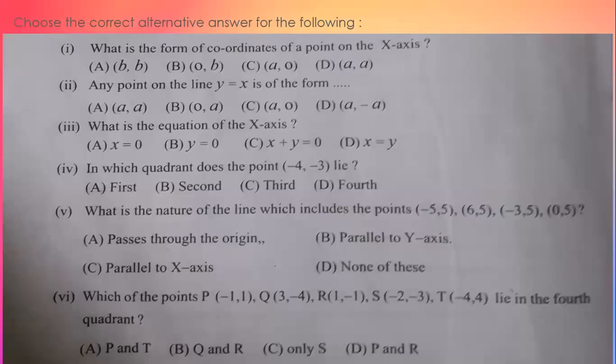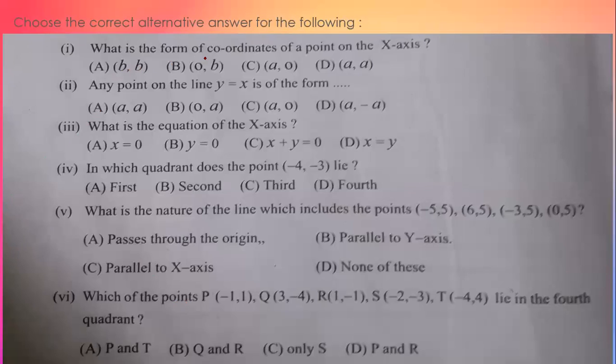Let us come to the last part of this chapter. We have revised almost each and every sum from the book based on each and every concept. Choose the correct alternative answer for the following. Now here they have given us 4 alternatives for each one. You have to select the right one. Okay, so let's begin with the first one.